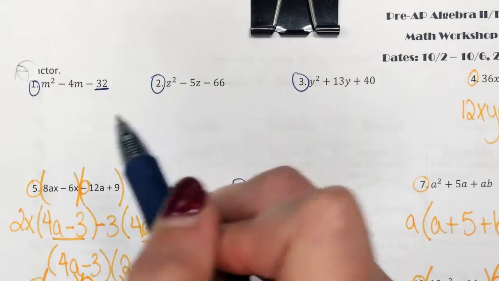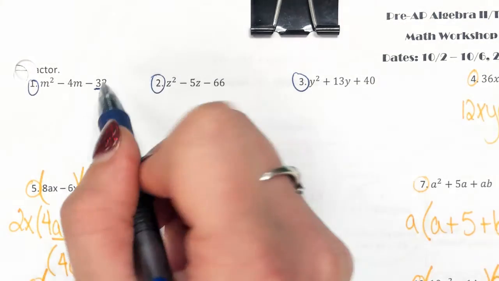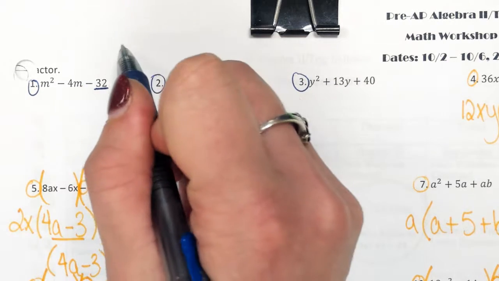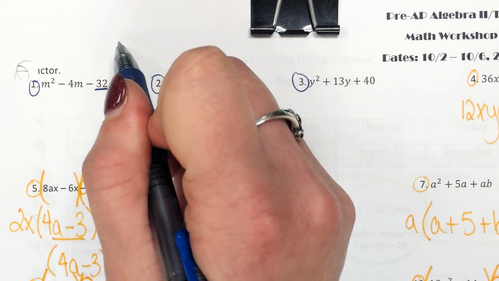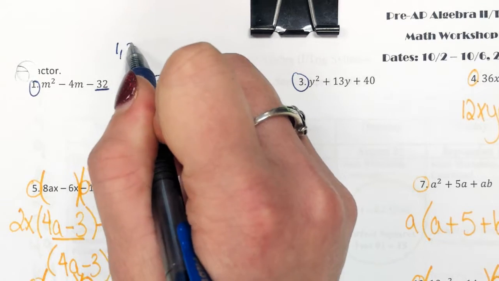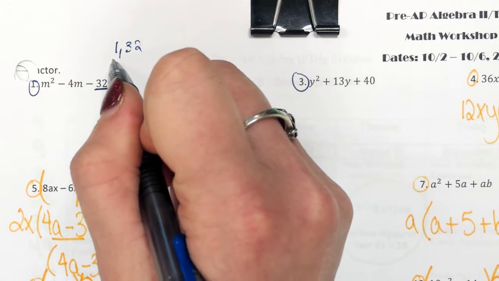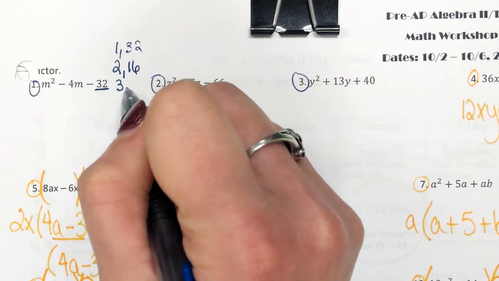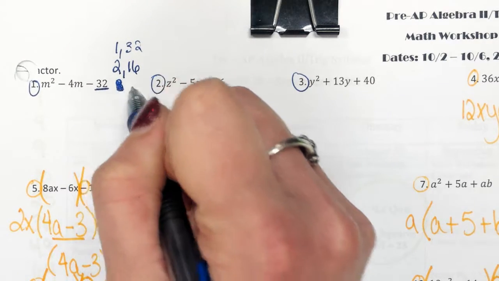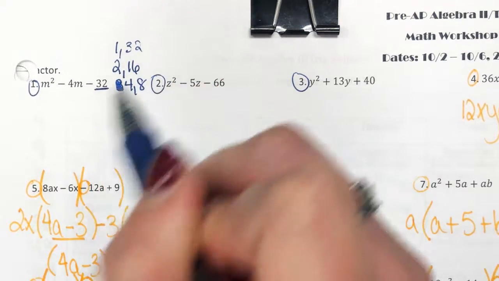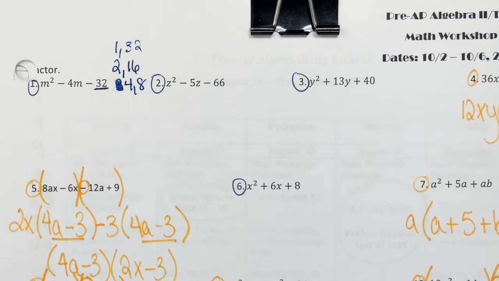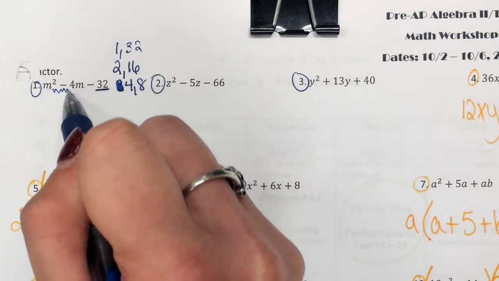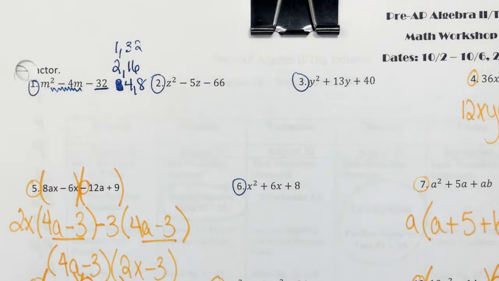So you're going to find factors of the last number. So negative 32. So what numbers multiply to be 32? Start from the very beginning. 4 and 8. Okay, the only reason I want you to go in order is because that way you don't miss one, okay? So now which one adds or subtracts to be the special negative 4 in the middle?